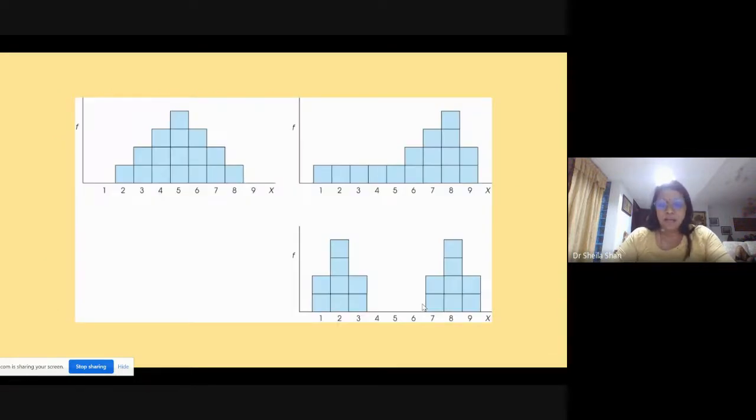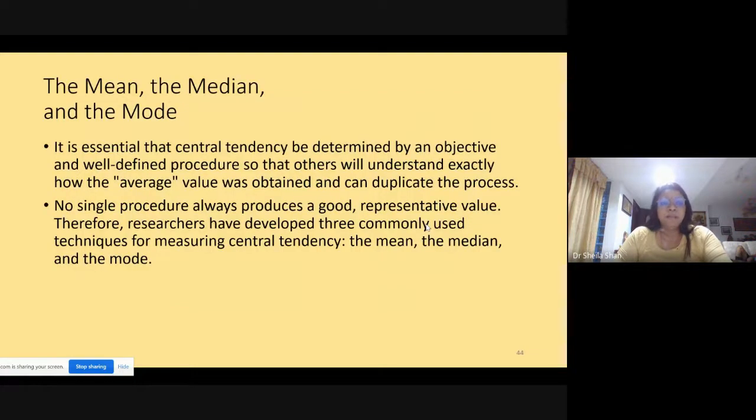So here, as you can see, the first drawing is a normal distribution. This is what I call a bell curve. And this one is positively skewed. You see the shape is more towards the bigger numbers. That means your mean is more than your median. So the mean, the median, and the mode.